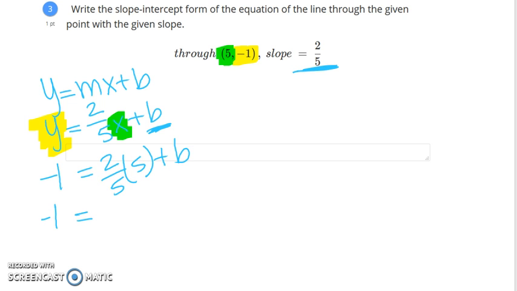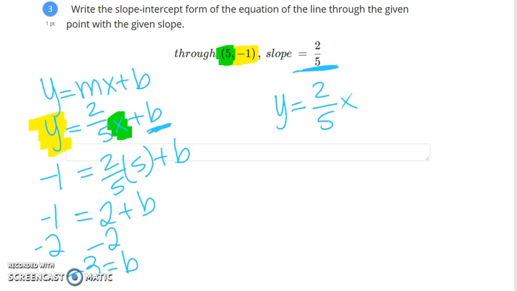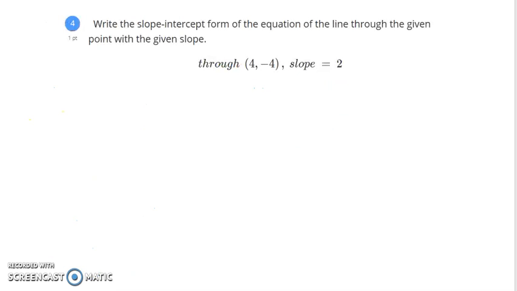So 2 times 5 is 10, divided by 5 is 2. So this ends up being -1 equals 2 plus b. It's a positive 2, so I'll subtract the 2 from each side. So -3 is equal to b. I can then plug that into my formula. I now have my slope, which was 2/5, and my y-intercept, which was -3. Awesome. Moving right along to number 4.